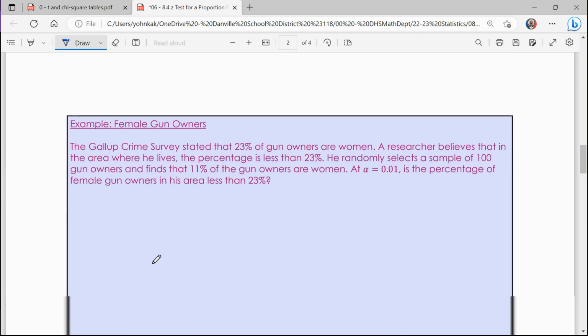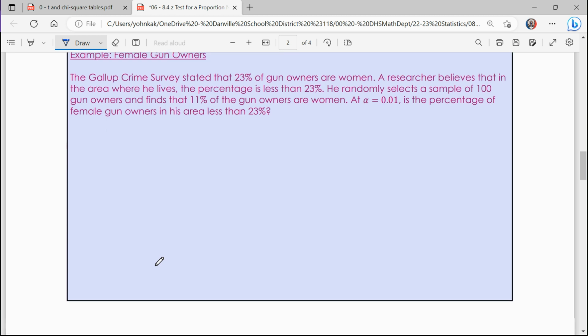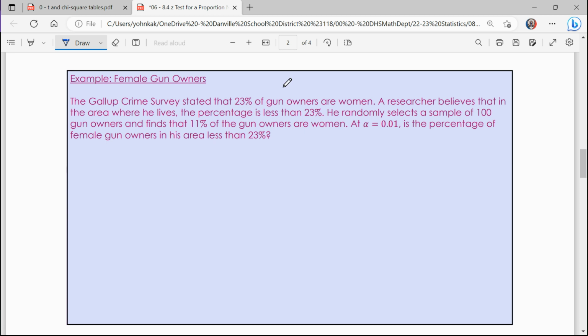All right, so let's take a look at the next one. Female gun owners. The Gallup Crime Survey stated that 23% of gun owners are women. A researcher believes that in the area where he lives, the percentage is less than 23%. He randomly selects a sample of 100 gun owners and finds that 11% of the gun owners are women. At alpha equals 0.01, is the percentage of female gun owners in his area less than 23%?